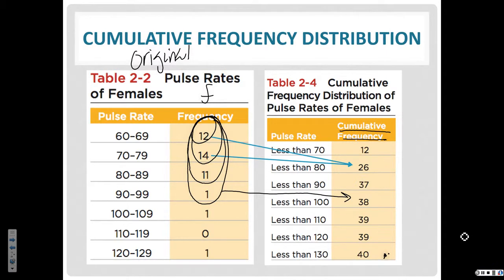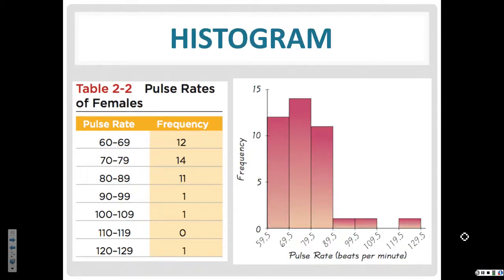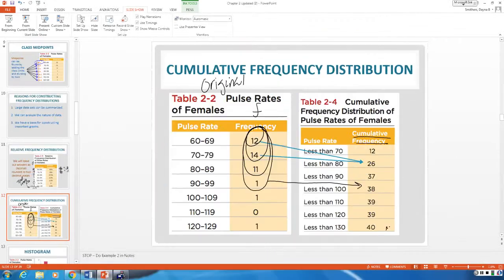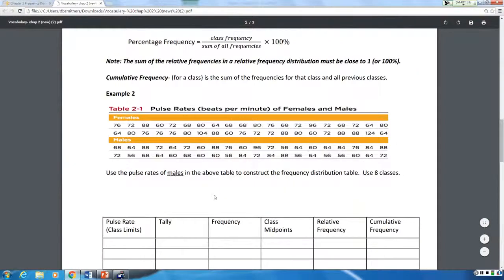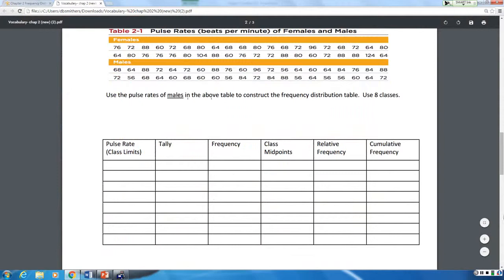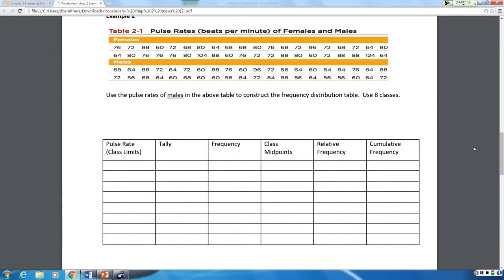Okay. So when I do a frequency distribution table for real, this is now what I'm talking about. A frequency distribution table looks like this, where I've got all the columns. You have to make the class limits. Now, technically, the tally one's not a real one. That's just kind of helpful for you guys, right? So, here's the frequency. Here's the class midpoints. Here's your relative frequency. Here's your cumulative frequency.